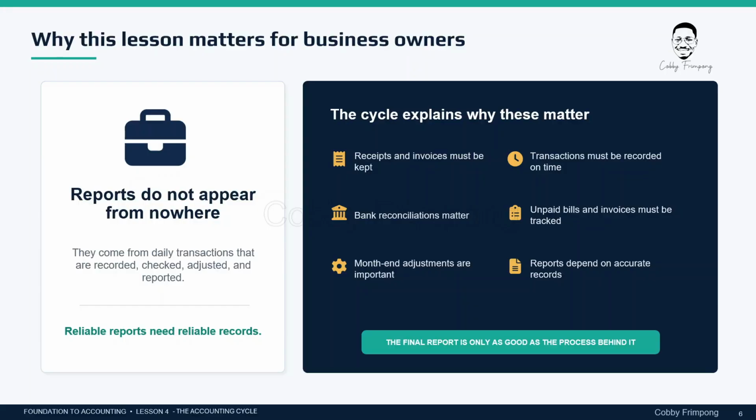The accounting cycle helps you appreciate why receipts and invoices must be kept, why transactions must be recorded on time, why bank reconciliations matter, why unpaid bills and customer invoices must be tracked, why month-end adjustments are important, and why financial reports depend on accurate records.